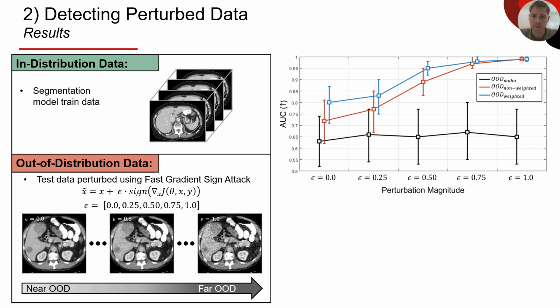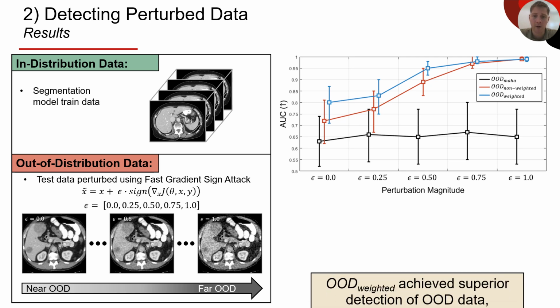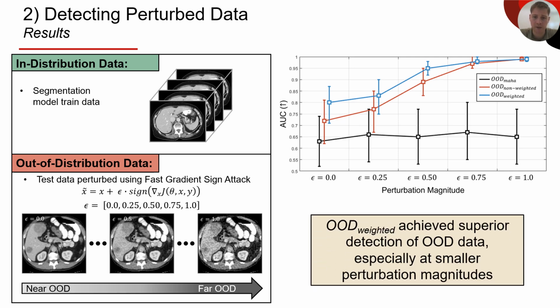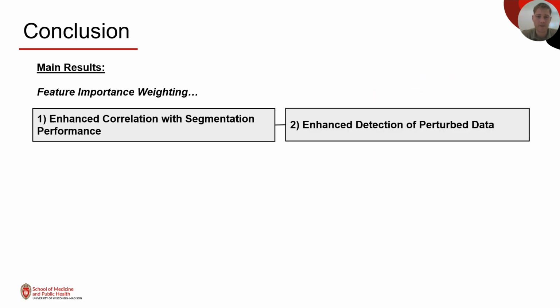measures and across perturbation magnitudes, we see that the weighted measure did achieve superior detection of this type of OoD data, especially at smaller perturbation magnitudes, which may be more indicative of the types of shifts that we can expect in a clinical setting. So in conclusion, we found that feature importance weighting in the context of distance-based out-of-distribution detection algorithms both enhances the correlations with segmentation performance as well as enhances detection of perturbed data.